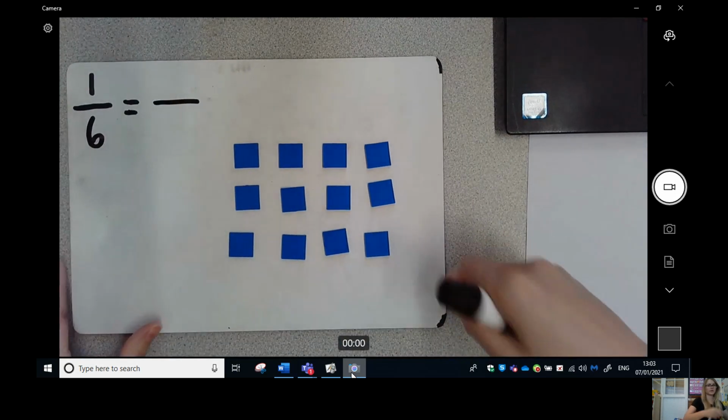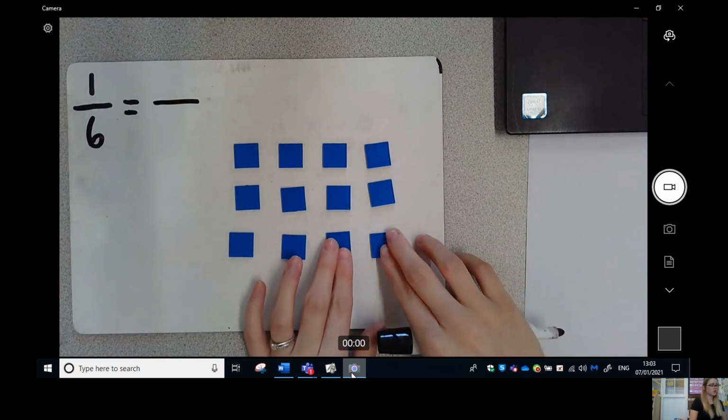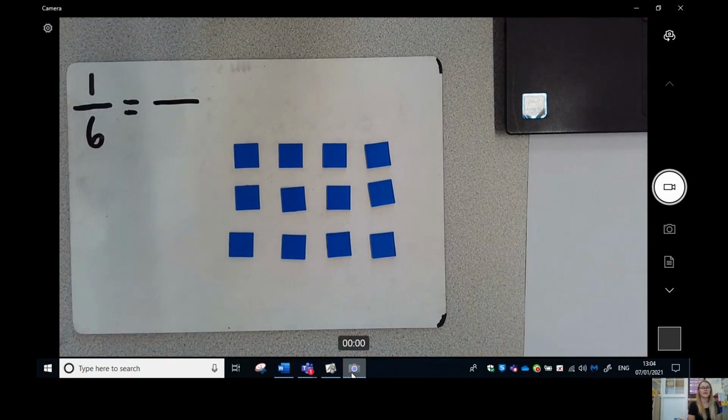Let's look at one more example together. This time we're going to do 1/6. Now I want you to have a think about this by yourself this time. So first of all, how many groups am I going to have to break the counters up in to find what 1/6 is of 12? How am I going to find that?